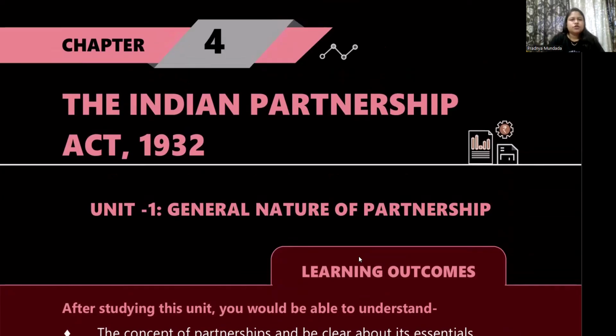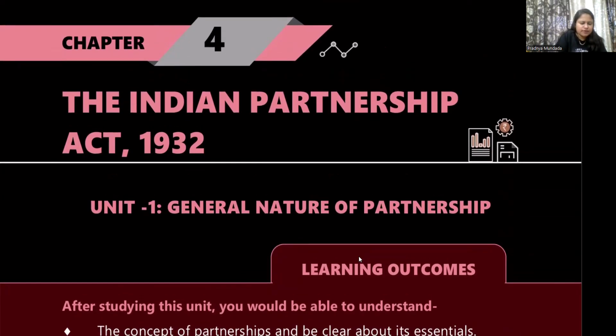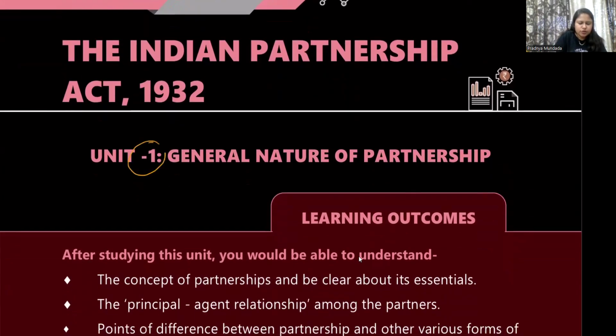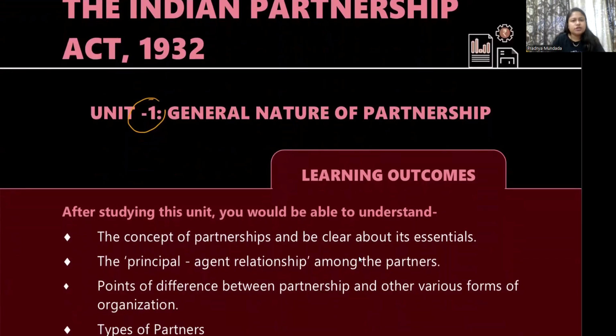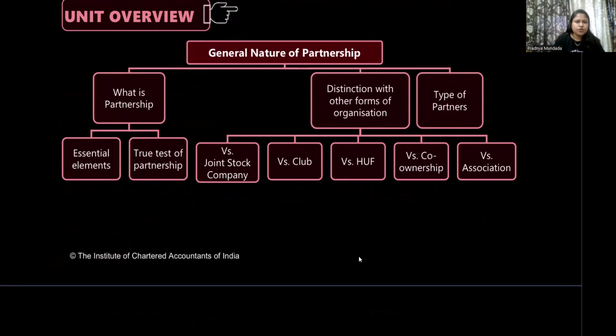Okay. So here we have chapter 4, that is the Indian Partnership Act 1932. You will see here Unit 1, which will talk about the general nature of partnership. So now let us begin with our discussion. As I told you, you'll first study what is partnership. Then you'll study the distinction of partnership from other forms of organization.